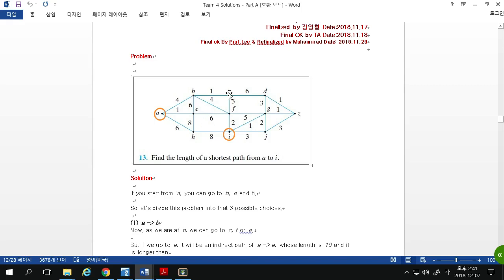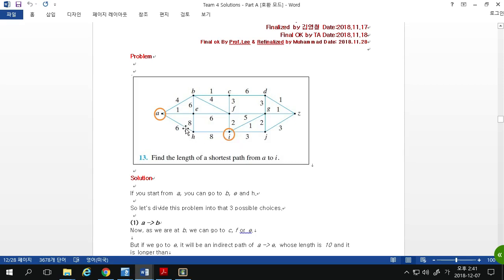And if we calculate the distance, it would be 10. For the second option, which is A and going to E, we have A, E, F, I. This is very simple, which is 1 plus 6 plus 2 equal to 9. And for the last option, which is H, it's the simplest one. We go from A to H and from H to I.